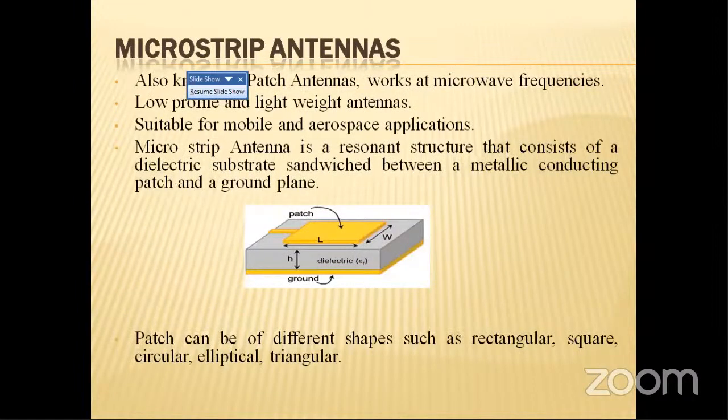Now, what is microstrip antenna? Microstrip antenna is also known as patch antenna, which works at microwave frequencies. They are low profile and lightweight antennas specifically used for mobile and aerospace applications. In this figure, in this slide, we have a microstrip antenna, which has 3 layers: first is patch, then dielectric substrate, and a ground plane. Patch can be of different shapes and sizes that may be rectangular, square, circular, elliptical, or triangular.